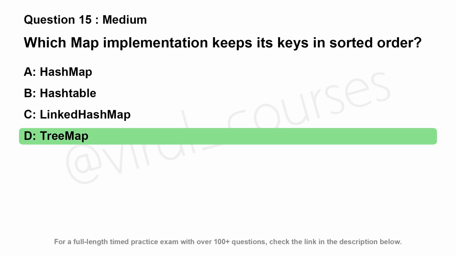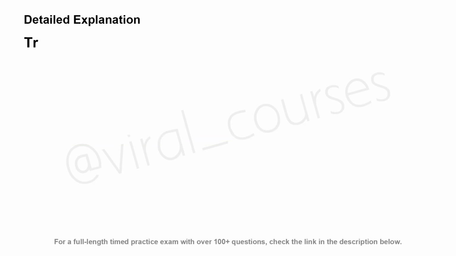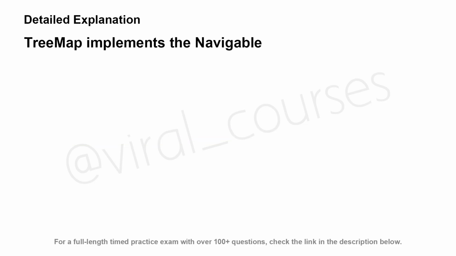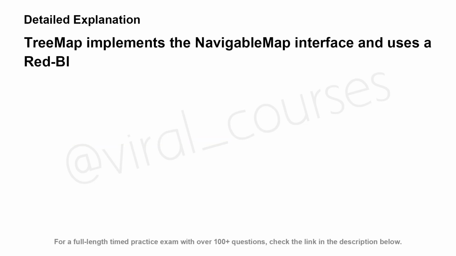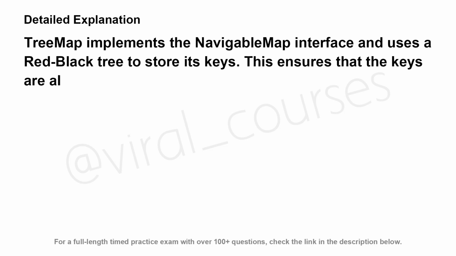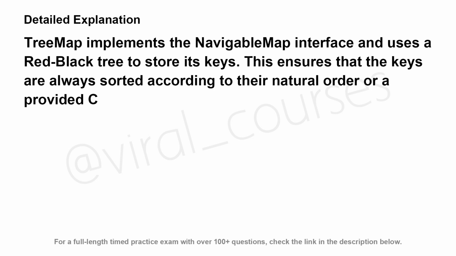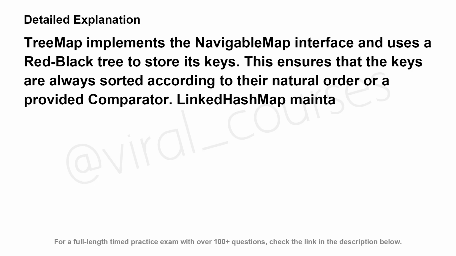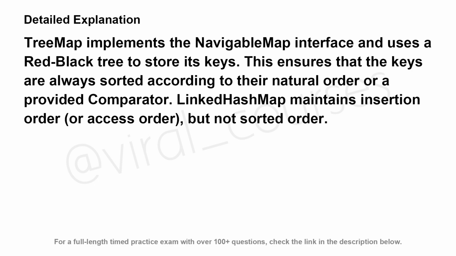The correct answer is D. TreeMap implements the NavigableMap interface and uses a red-black tree to store its keys. This ensures that the keys are always sorted according to their natural order or a provided comparator. LinkedHashMap maintains insertion order or access order, but not sorted order.